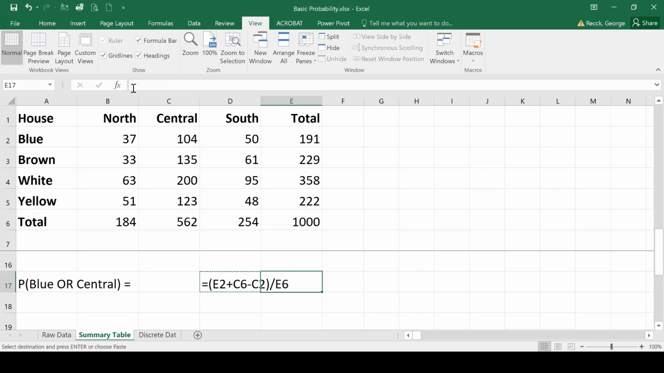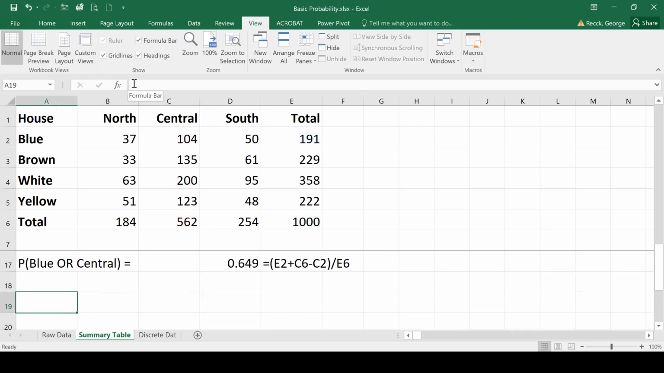Now, if you think about it, it's not too difficult to calculate those just by adding up all the values in the north and the central, and that's one way to do it. But if the table gets much bigger, that calculation could be cumbersome and prone to making an error.